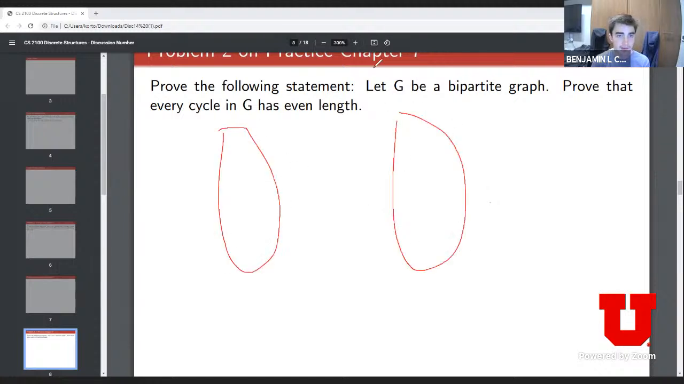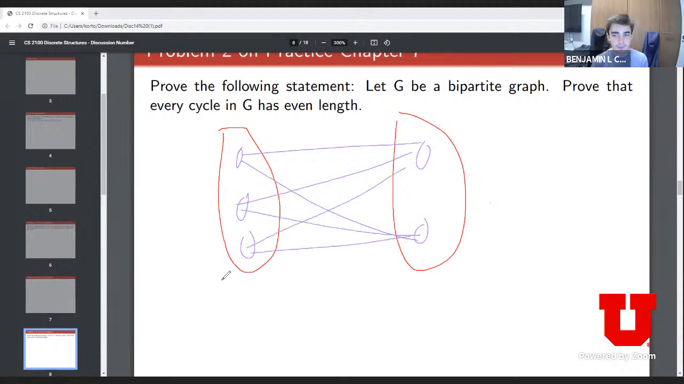Again, they're separable into two sets that look like this. A complete bipartite graph has all possible edges. So something that would look like that would be a complete bipartite graph. How do we know how many edges are in a complete bipartite graph? So maybe this is set V1 and this is set V2. Well, the number of edges in a complete bipartite graph is going to be the cardinality of set V1 times the cardinality of set V2.